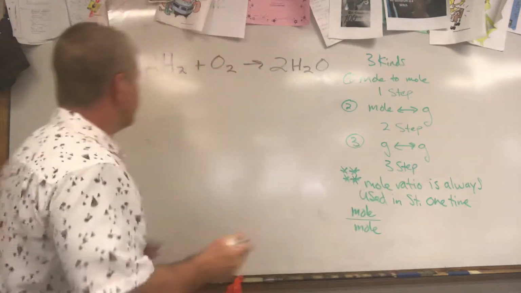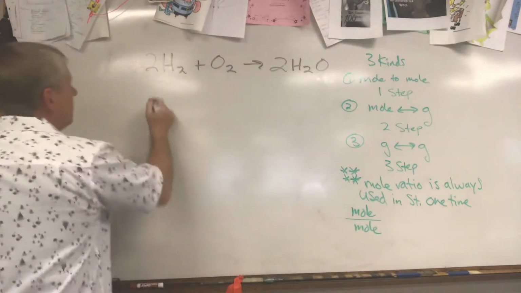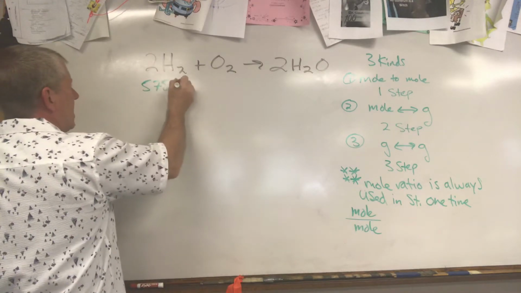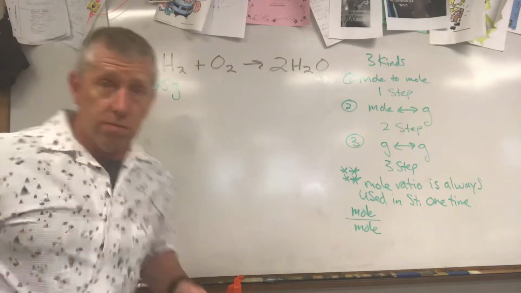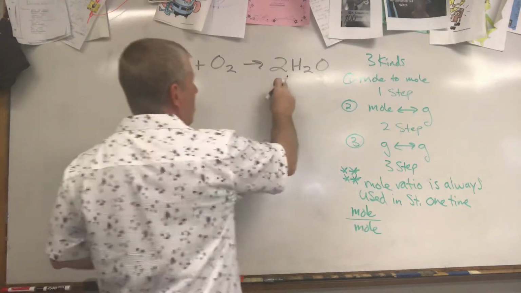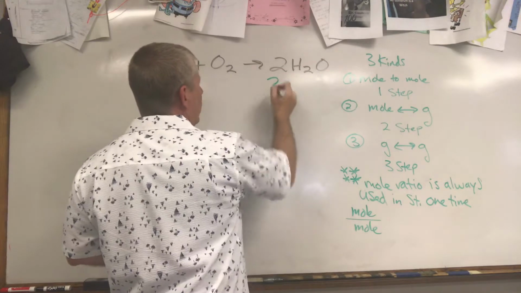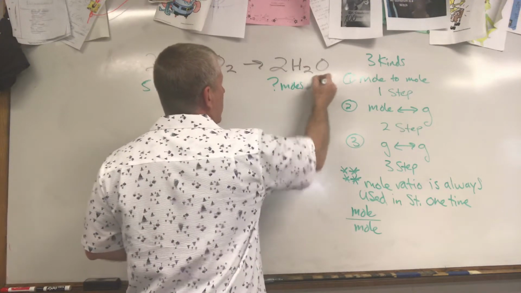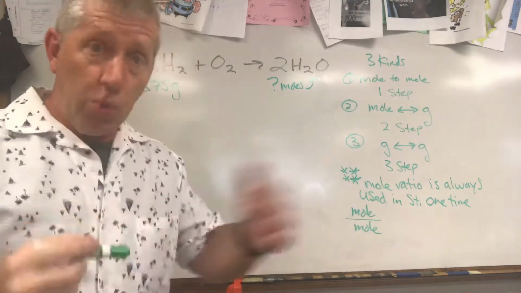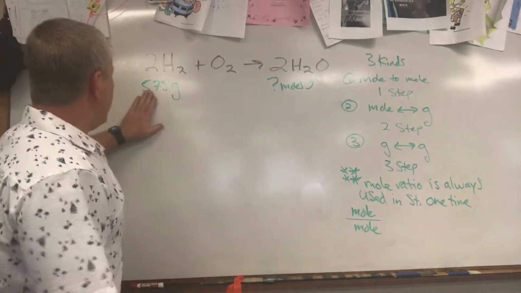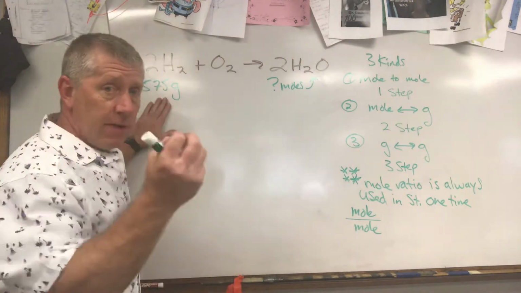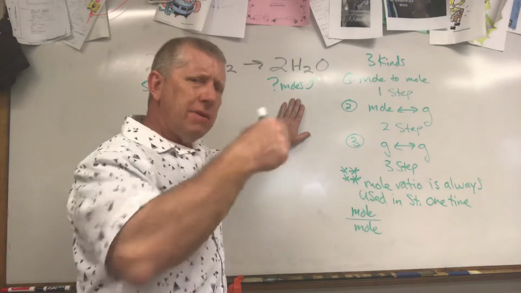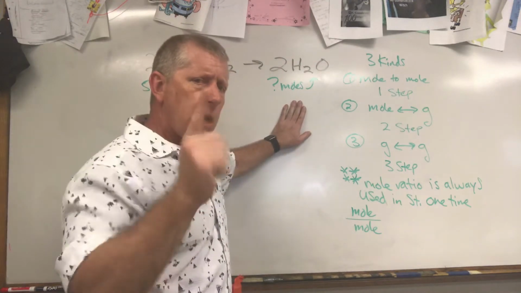Try this problem. Okay, given 575 grams of hydrogen, how many moles of water could I produce? How much could I make? So we have 575 grams of hydrogen, and I need to figure out how many moles of water I could get from that hydrogen.